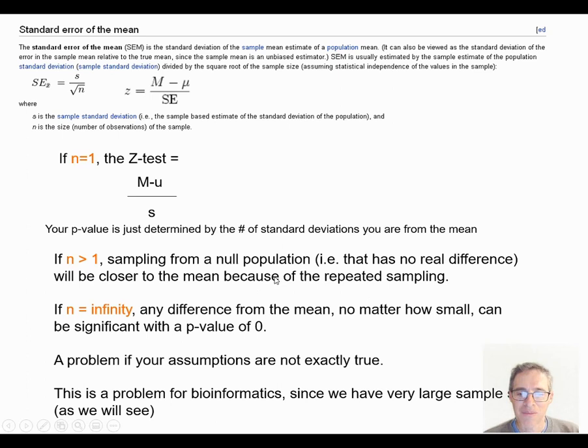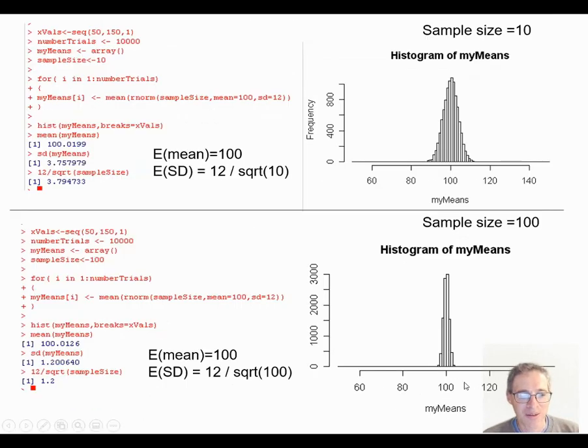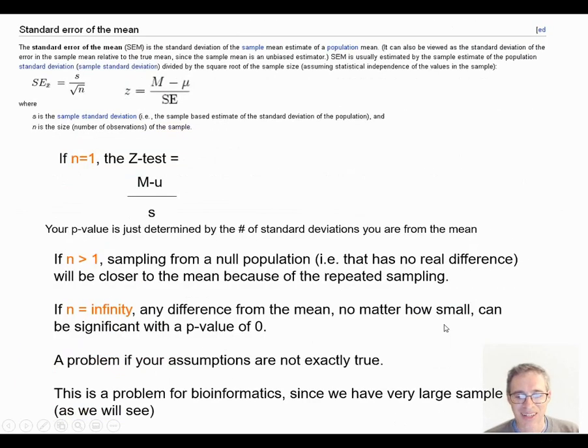But again, you can think about it intuitively in terms of the extremes. If n equals 1, you're sampling from a null population. As n is greater than 1, as you sample from a null population, you get closer and closer to the mean because of the repeated sampling. And of course, at n equals infinity, you're going to be at exactly the mean by the law of large numbers. If you're taking the average of an infinite number of students, that average will be exactly 100 by the law of large numbers, and any deviation from that will be statistically significant.